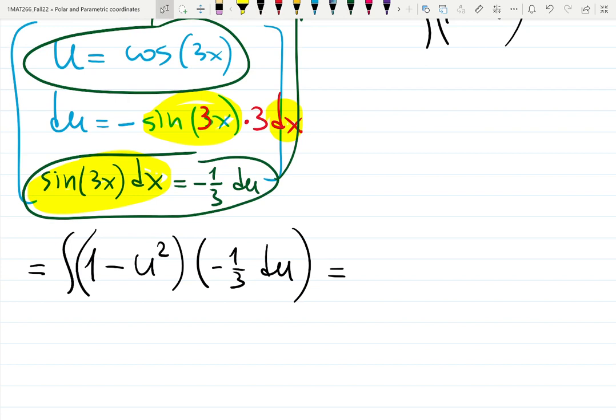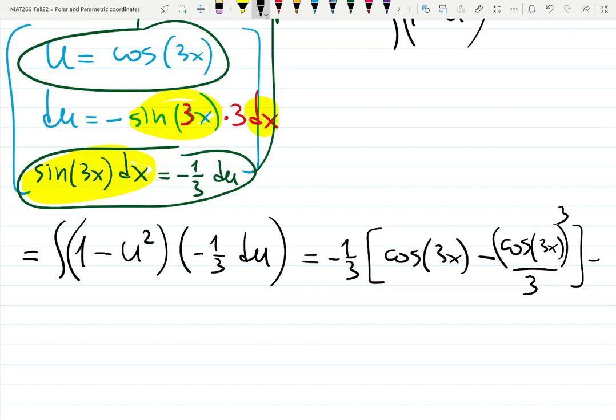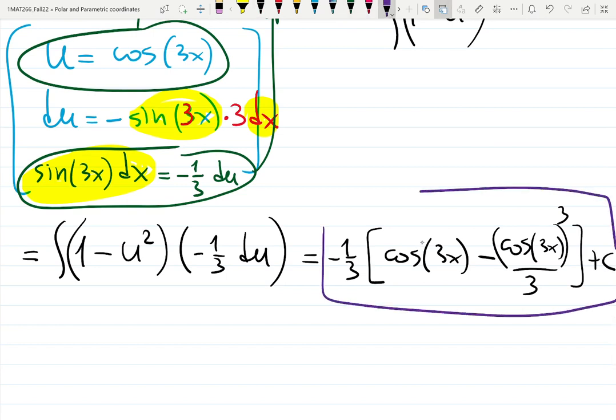What is integral of 1? That is u. Go back to the previous function. So minus 1/3, I'll factor it out. Integral of 1 is u, but u is cosine 3x. Integral of minus u squared is minus u cubed over 3, but u is cosine 3x. So it's going to be cosine 3x cubed over 3. That is the answer. What do you think about that? That is how to integrate functions with trigs.